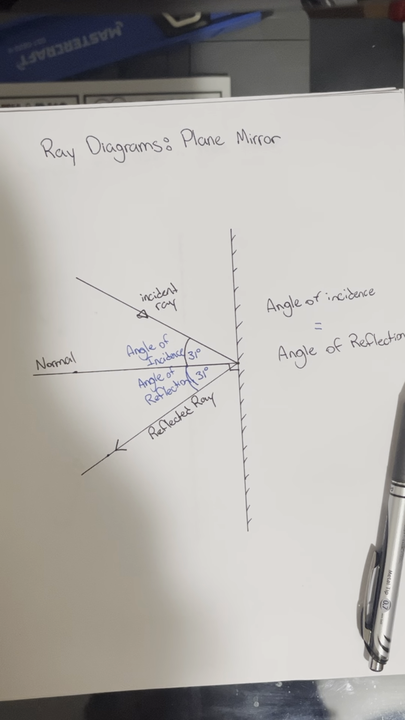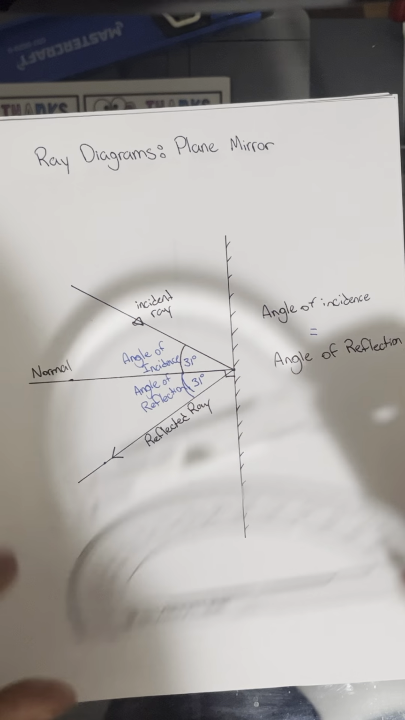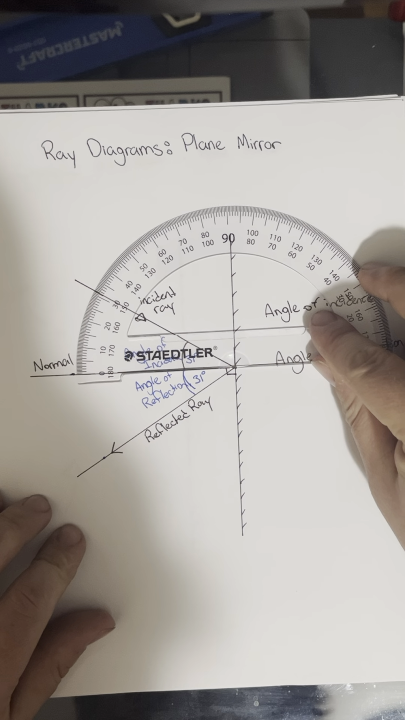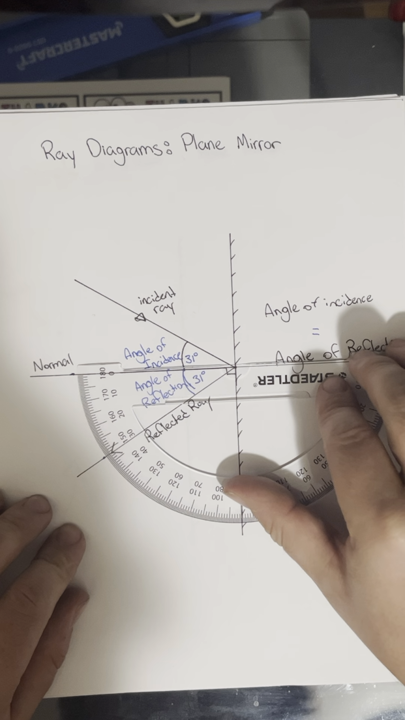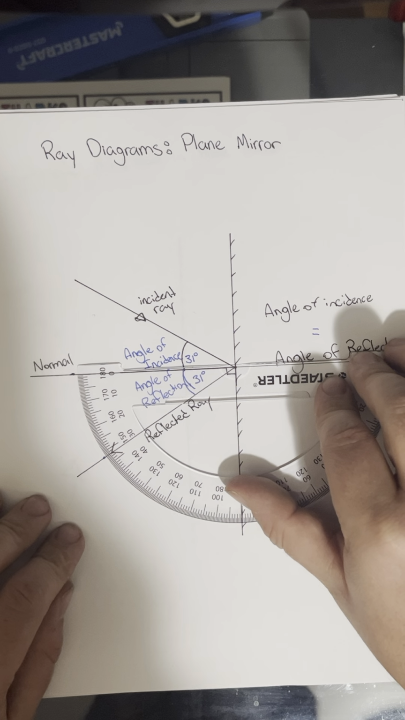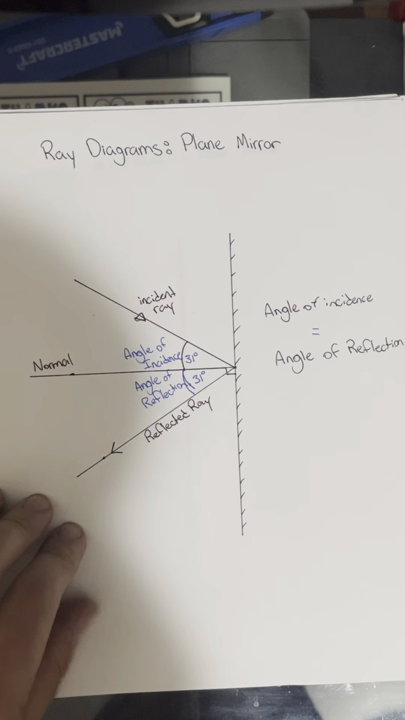If you aren't 100% sure you have done the question right, it's always a nice thing to be able to go back, use your protractor, and measure the angle of incidence and the angle of reflection to make sure that those are exactly equal to one another. If they're off by 4 or 5 degrees, you have probably done something wrong and you should go back to double check your answers. Okay.